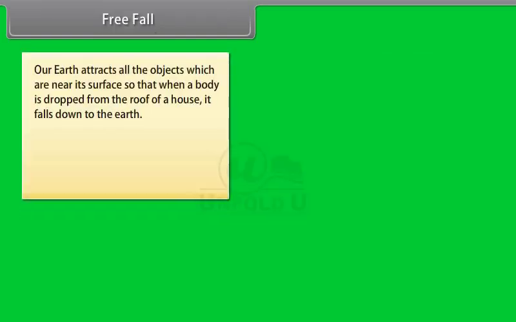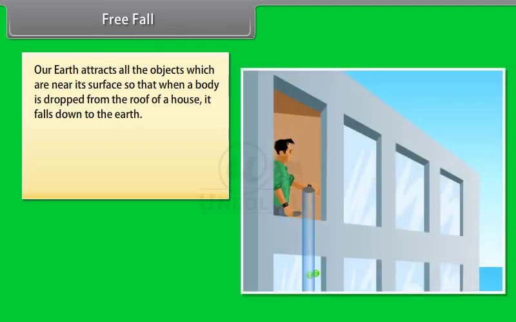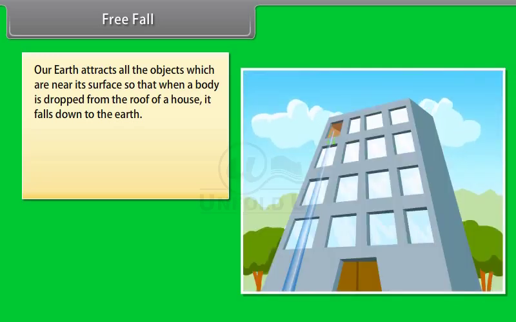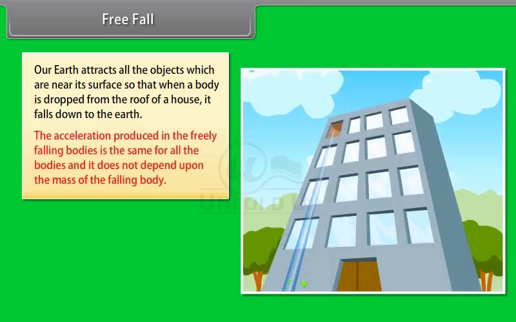Our earth attracts all the objects which are near its surface, so that when a body is dropped from the roof of a house, it falls down to the earth. The acceleration produced in freely falling bodies is the same for all bodies and it does not depend upon the mass of the falling body.